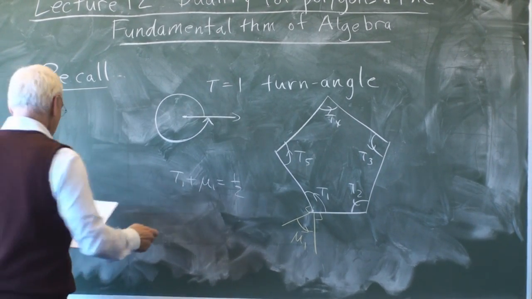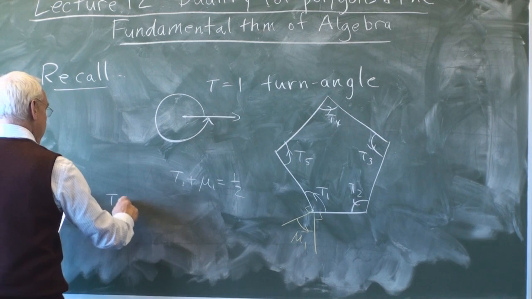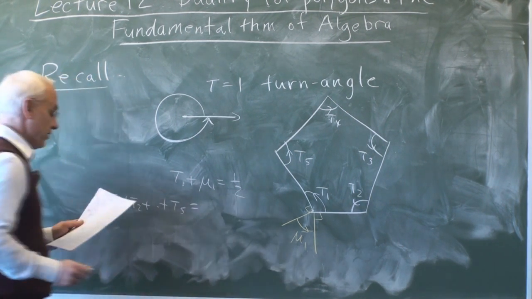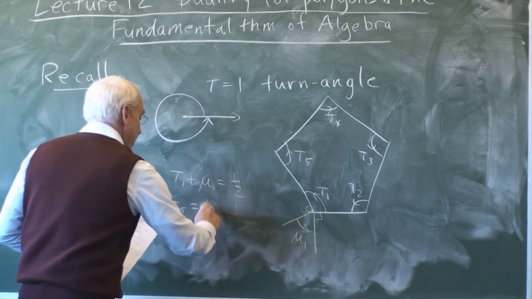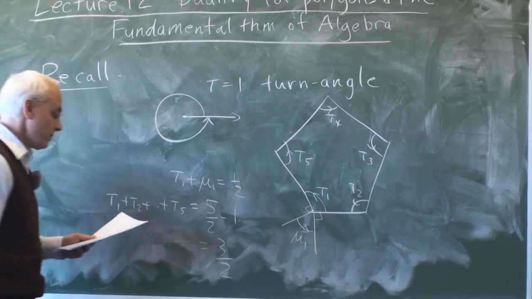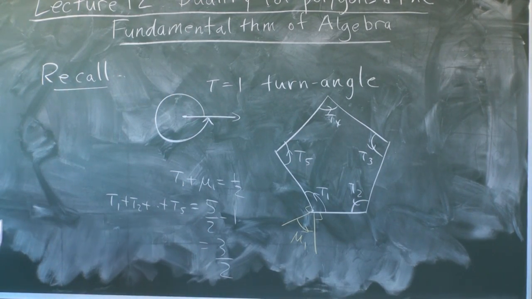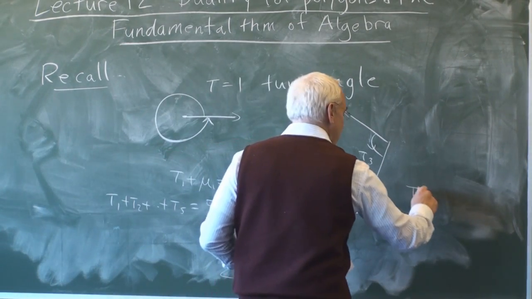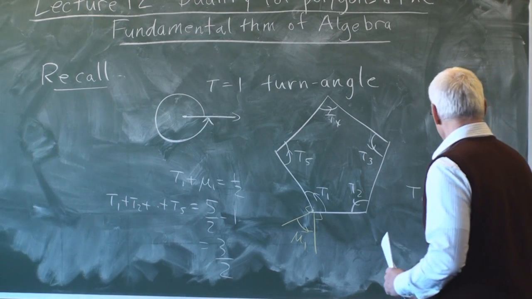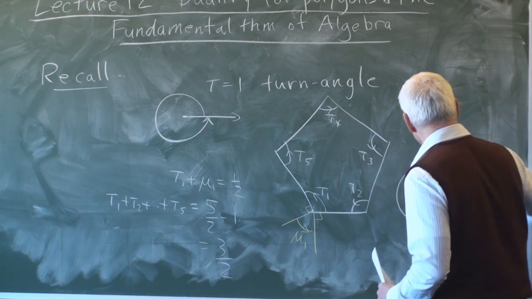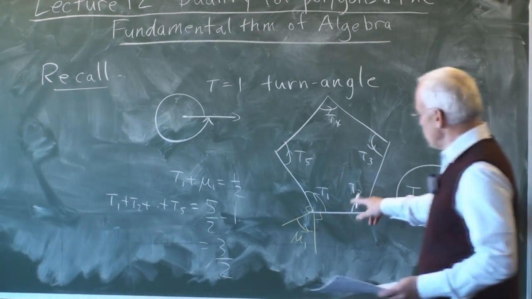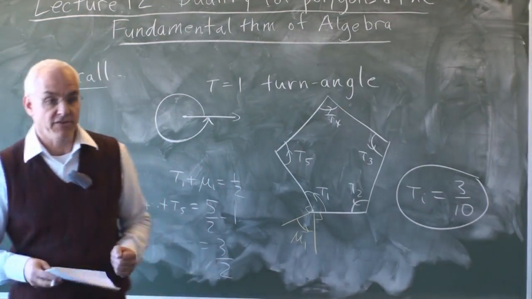And therefore the 5 turns, tau 1 up to tau 5, added up to 5/2 minus 1, which is 3/2. And from that, we can deduce that each of the tau i has got to be 3/2 divided by 5, or 3/10. So that's the internal turn angle in a regular pentagon.